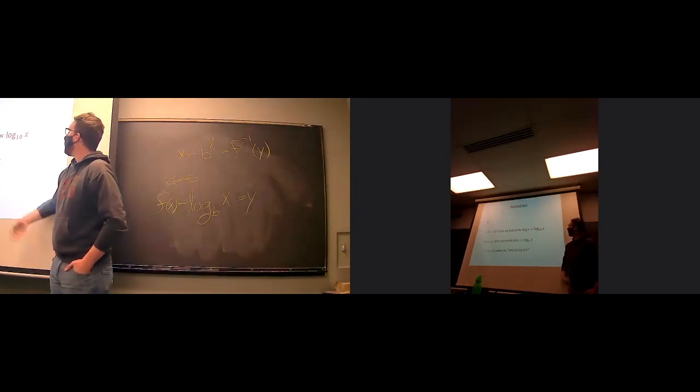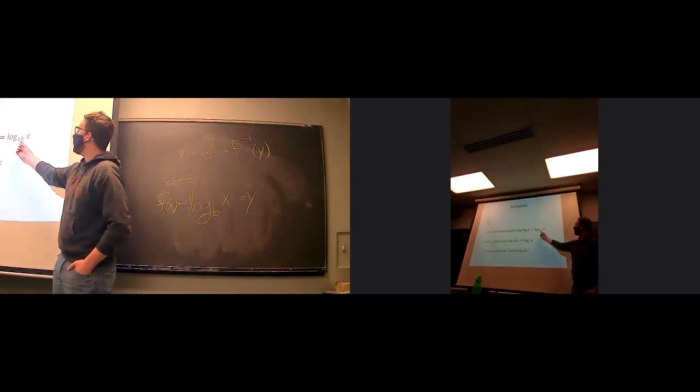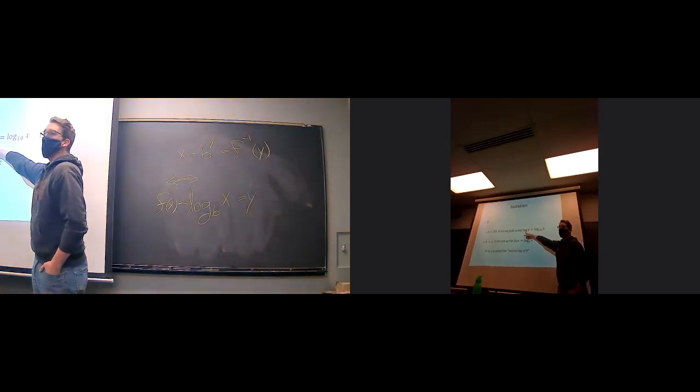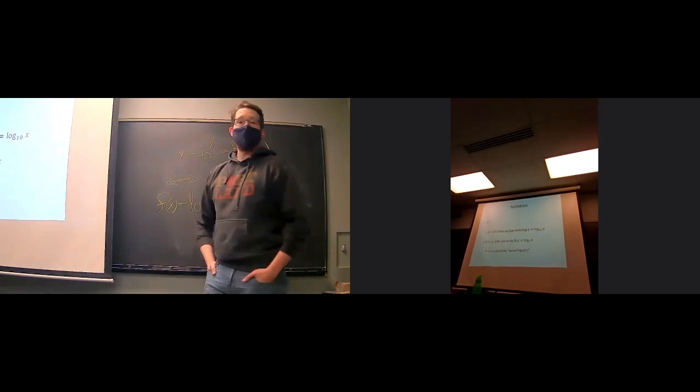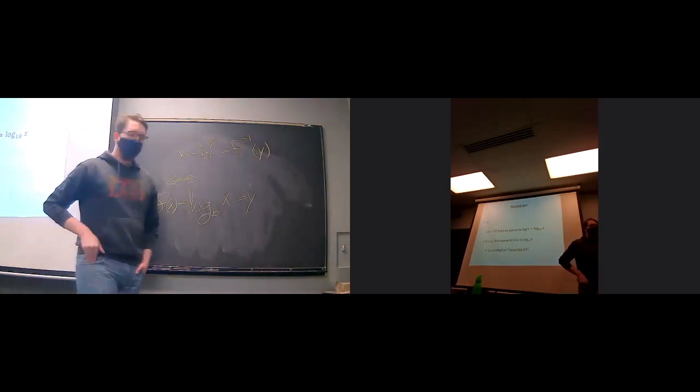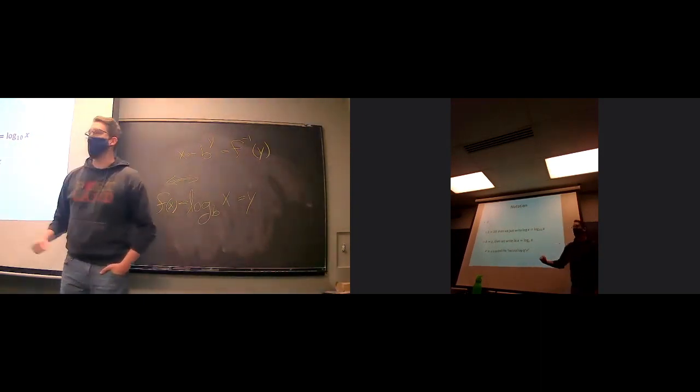Now, a little bit of taxonomy, some notation here. If our base is 10, then we just drop it off and write log. If our base is e, then we write the ln of x. We use the ln of x so much in math that we've given it a special name. It is the natural log of x. So if I ever say the natural log of x, I'm talking about the ln of x.